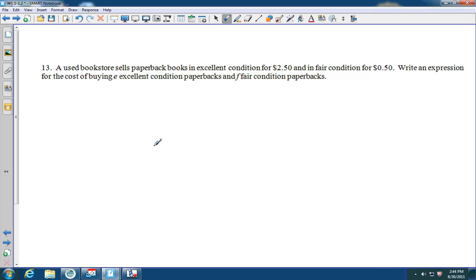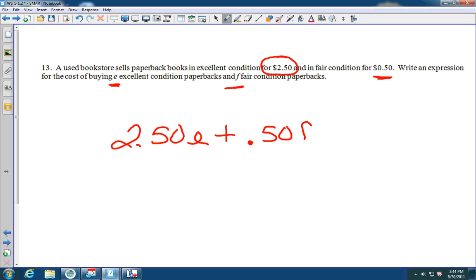A used bookstore sells paperback books in excellent condition for $2.50 and in fair condition for 50 cents. Write an expression for the cost of buying E excellent condition paperbacks and F fair condition paperbacks. Well, first off, it gives us the price. It says that $2.50 is how much the excellent ones are, and they're using E for excellent. So we're going to take $2.50 times E plus 50 cents for the fair ones, and they use F for fair. So we're going to put 0.50 times F. There's your expression.